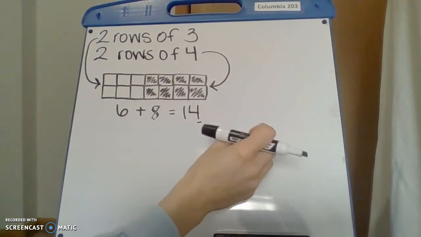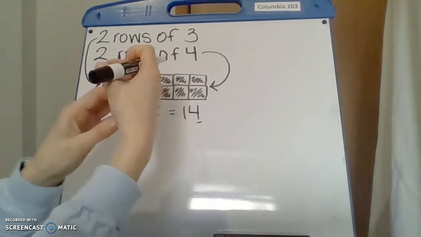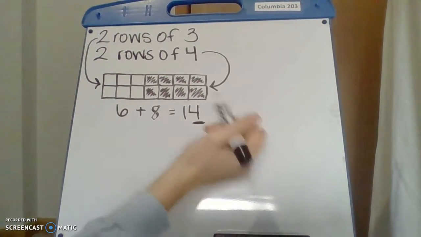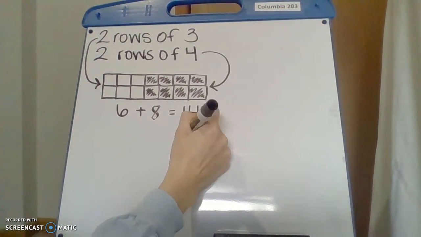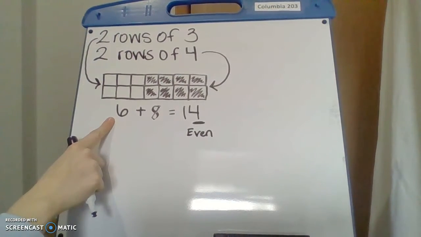So you can split up 4 into 2 equal groups. You can have 2 groups here and 2 here. 2 plus 2 is 4. This is an even number. You're only looking at the ones place. Okay? So I'm going to write even. Now, 6 is also an even number.